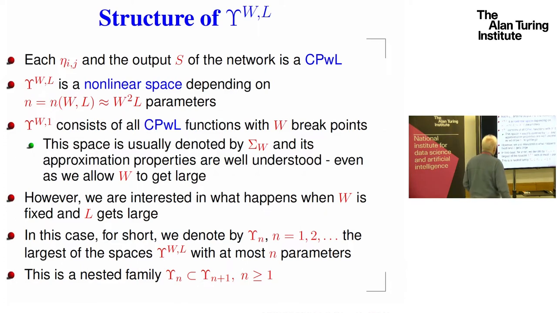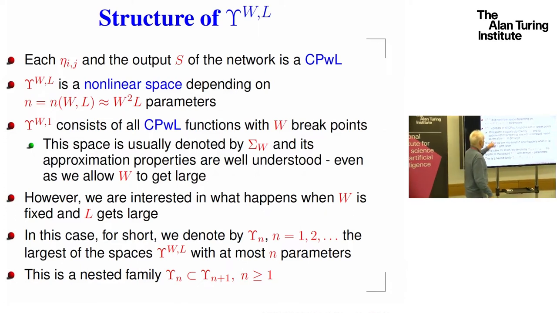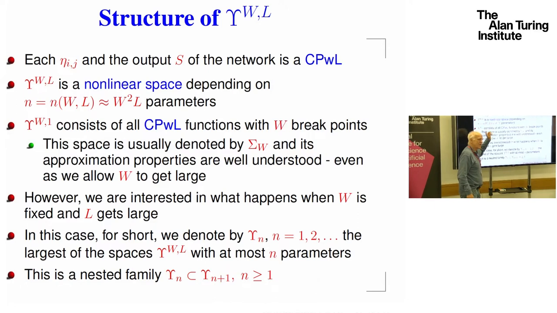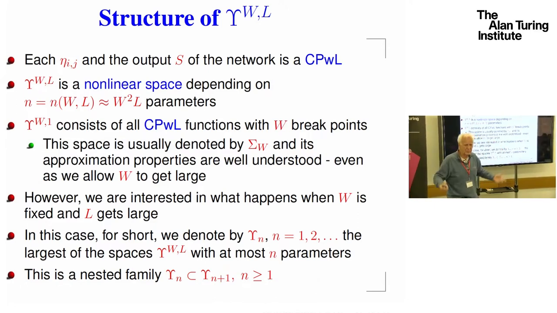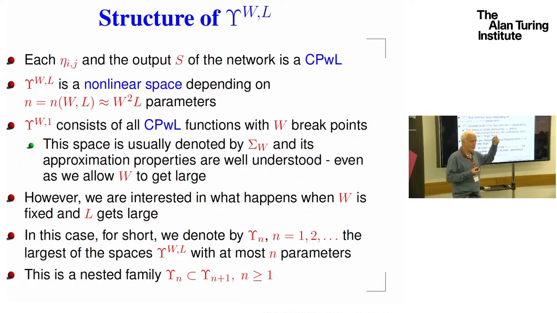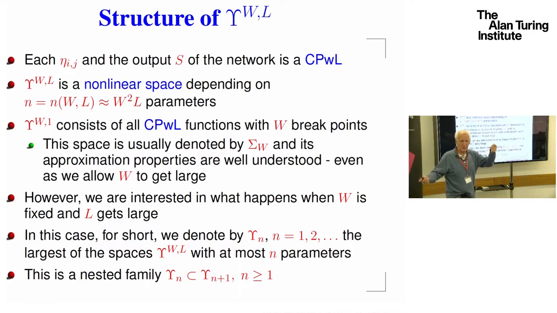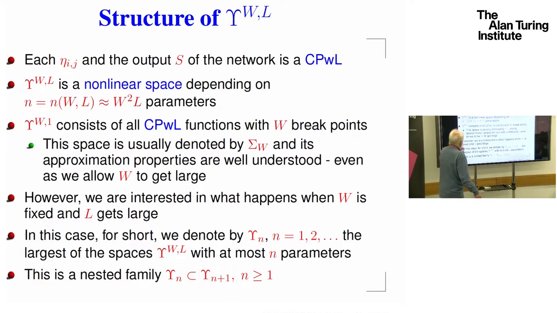So this is a nonlinear space. What does it mean that it's nonlinear? If I took two of the outputs and added them together, it wouldn't be in the space, generally. Just like with piecewise linear functions, if you take a piecewise linear function with four breakpoints, add another one with four breakpoints, you're going to have eight breakpoints. It's not going to be in the space with four breakpoints. Similarly here, this is a nonlinear space.